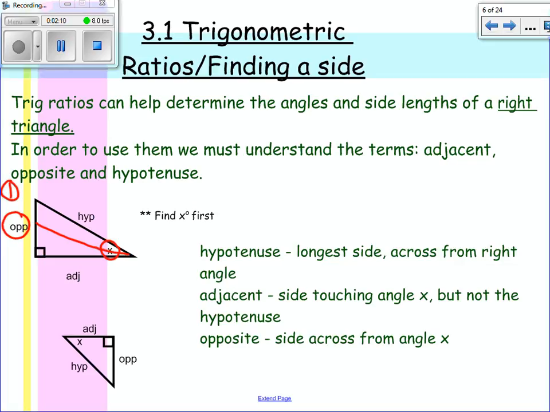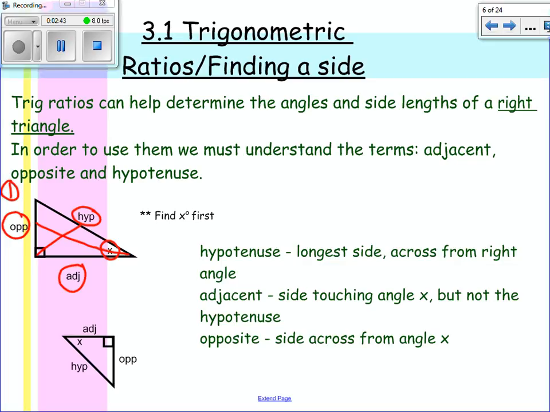The second one I always label is my hypotenuse, because we're pretty good at figuring out where the hypotenuse is. The hypotenuse is always the one that's directly across from the 90. It's also always the longest one, so sometimes it really sticks out. Hypotenuse, HYP. The third side is adjacent, because that's the only side left. Right? So if I can label opposite and hypotenuse, adjacent labels itself.